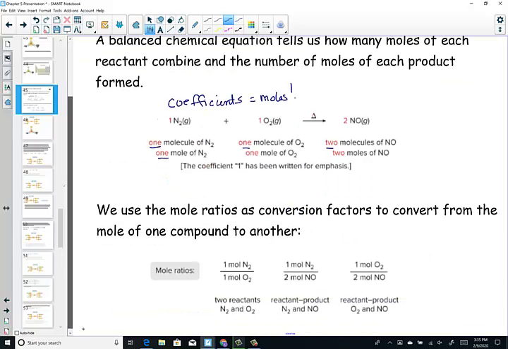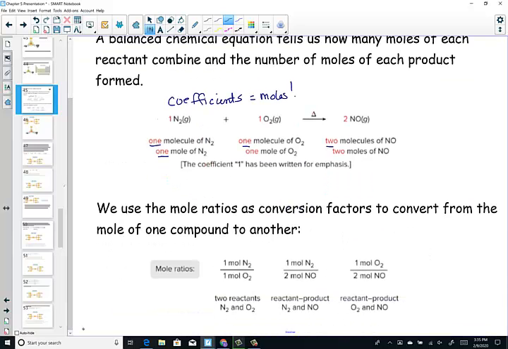So we use these mole ratios as conversion factors to convert from one mole of a compound into the other, where the coefficients themselves become conversion factors. You look at a balanced equation as a recipe card. If we see that our balanced equation gives us 1 mole of nitrogen, plus 1 mole of oxygen to form 2 moles of NO.